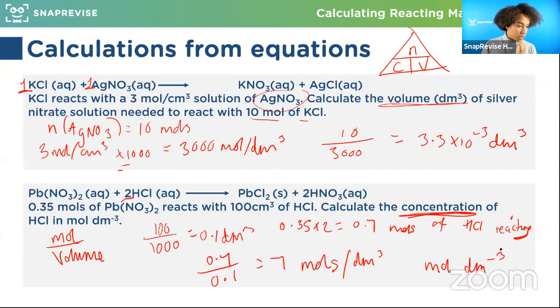What did I mean by ×2? Because 1 mole of lead and 2 moles of HCl. So if you look at the equation, you've got nothing in front of the lead and a 2 in front of the HCl, right? So that means that when the equation is balanced, you have double the amount of HCl reacting with each single molecule of lead nitrate, which means that when you're told that there's 0.35 moles of lead nitrate reacting, you have to double the amount of moles of HCl when you're figuring out the concentration.